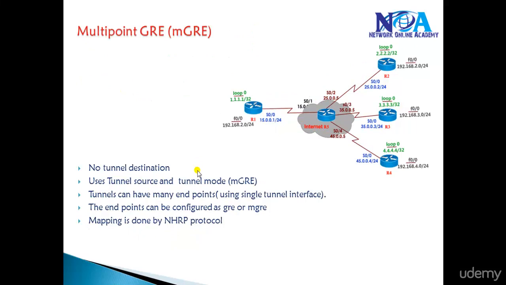Now let's see one by one. First, let's go with a multi-point GRE. Now in case of multi-point GRE, there is no tunnel destination, as I said. Instead of using tunnel destination, we use the tunnel mode command.